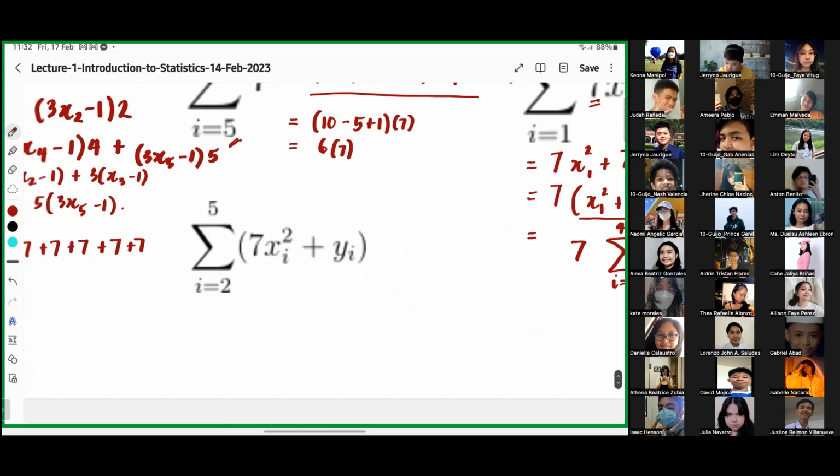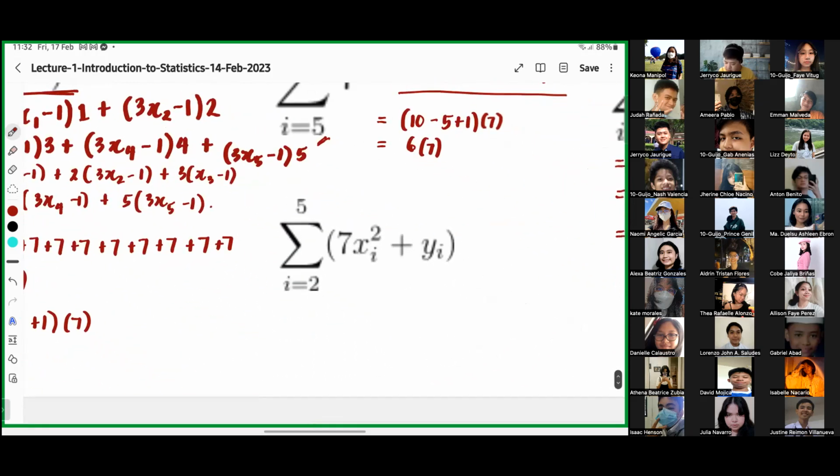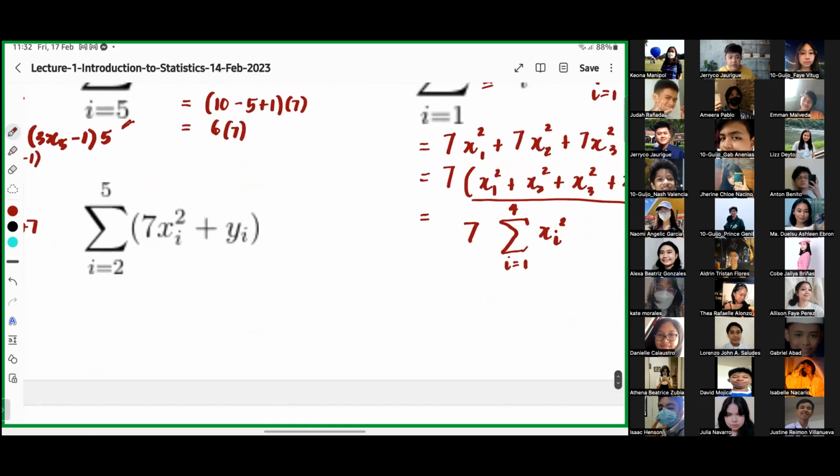So, dito, mamaya balikan natin tong number 1 natin. Let's go to number 5 at tong last example natin. Okay, sige. Anong pwede din gawin dito?